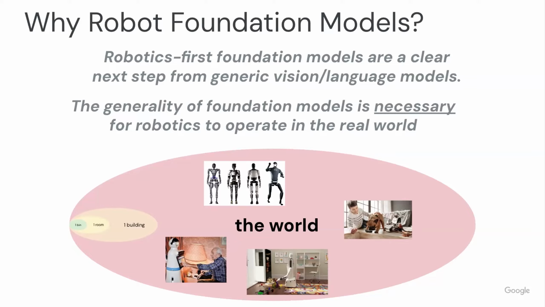I think the only sign of life, the only existence proof we have of a technology that can operate in the complexity and the generality of the real world so far seems to be foundation models, right? They're clearly deployed, not perfectly, but they're able to operate at the generality of in-the-wild data distributions, and I hope we can leverage those properties in robotics as well.